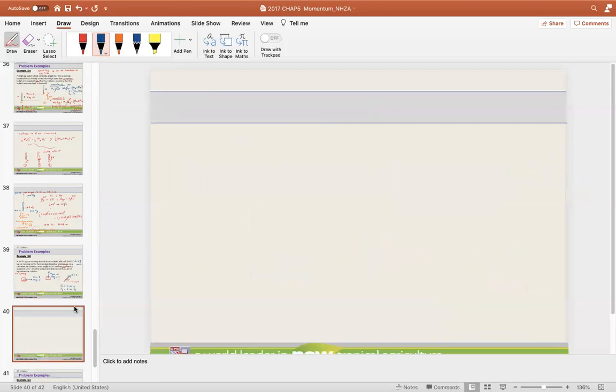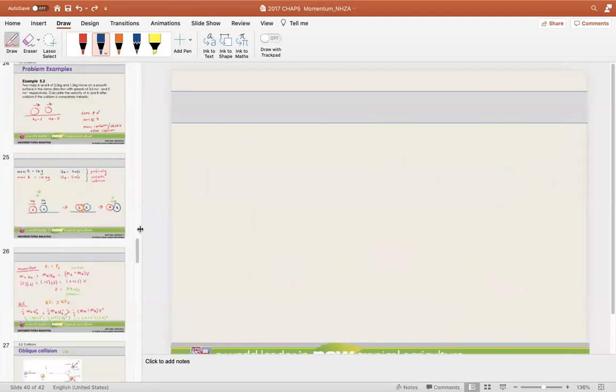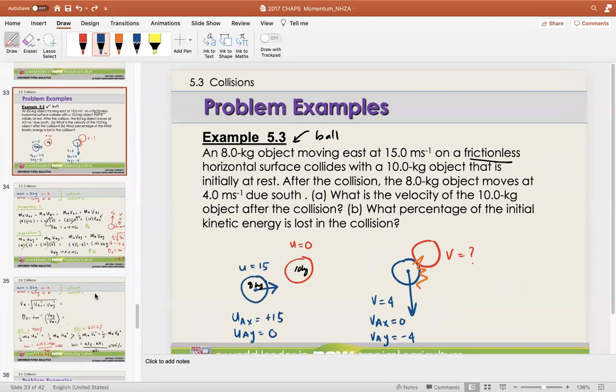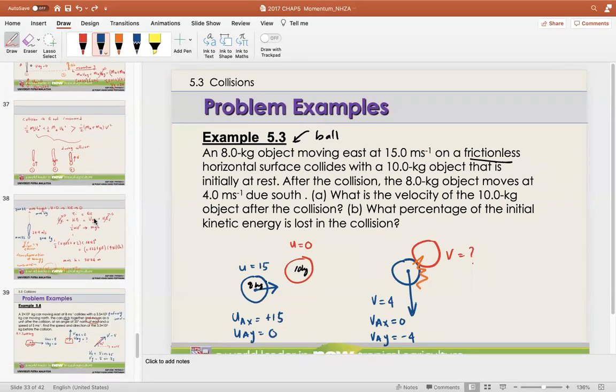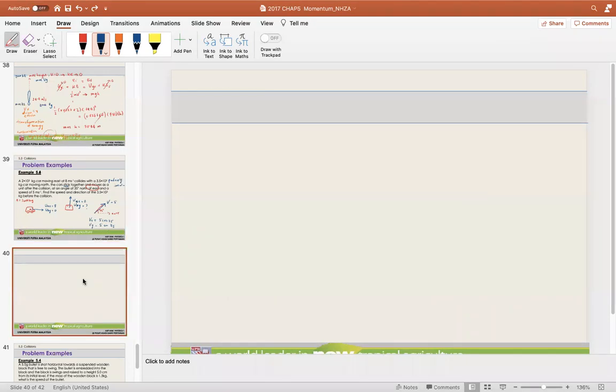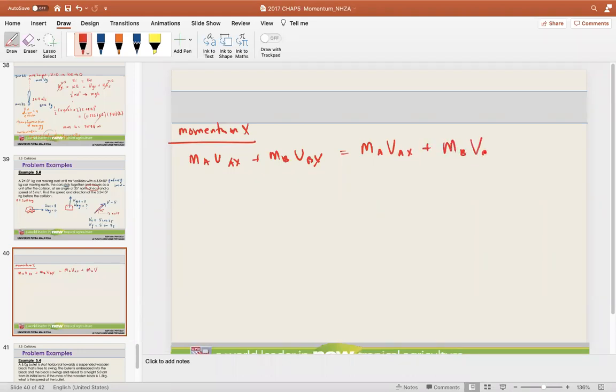New slide. So I skip. Oops. So then I can refer to my information. Where is it? It's here. Okay, so let's write our equation, conservation of momentum in the X. So I'm going to label this as momentum X. Momentum X: MA UAX plus MB UBX equals to MA VAX plus MB VBX.